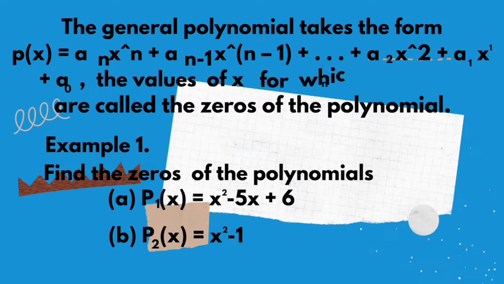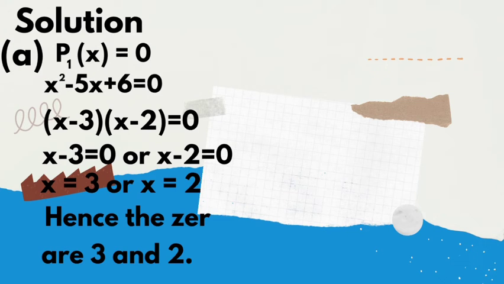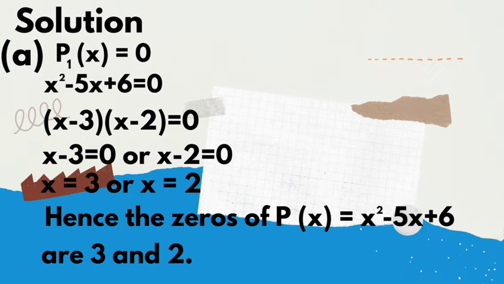Example 1. Find the zeros of the polynomial a, p1 of x is equal to x squared minus 5x plus 6, and the second question b, p2 of x is equal to x squared minus 1. Solution to the first question. P1 of x is equal to 0. That is zeros of polynomials. P1 of x is equal to x squared minus 5x plus 6, and that is equal to 0.